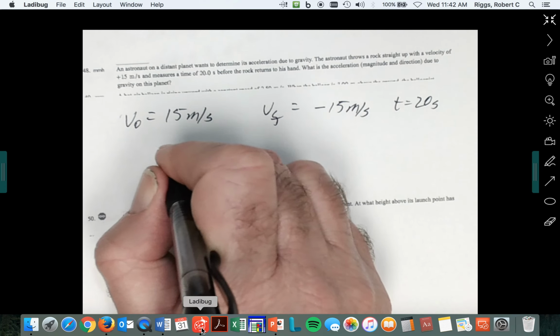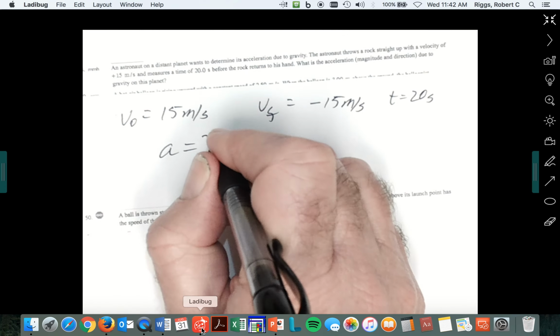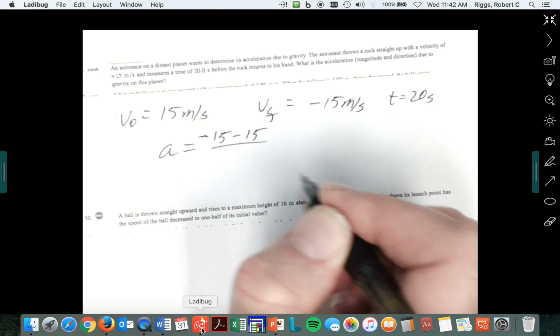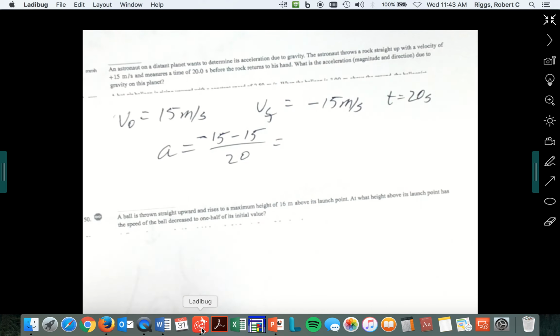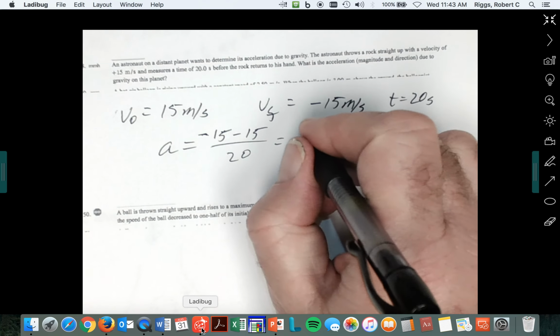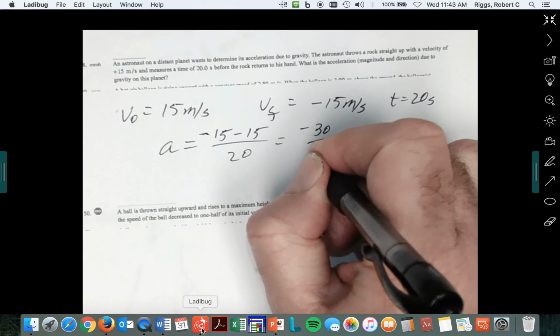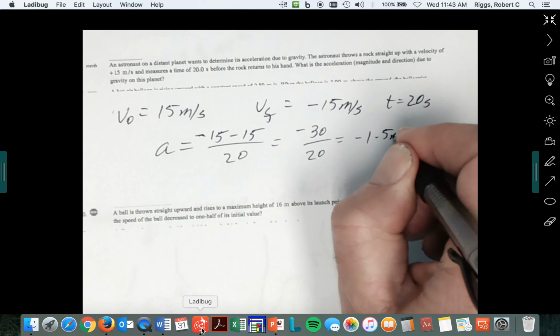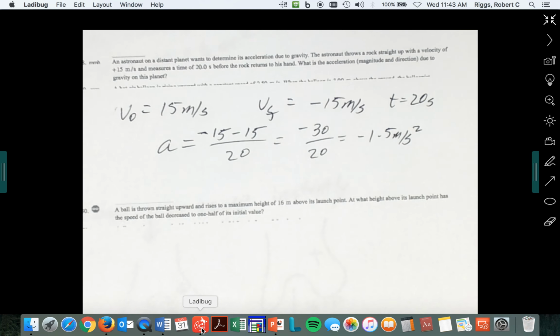Well, we know what the acceleration is. We'll go negative 15 minus 15 over 20, and I get negative 30 over 20, which is equal to negative 1.5 meters per second squared. That's not very big. The moon is about 1.6, which is about 1/6 of 9.8. So that's not very strong gravity out here. All right, that was the initial one, and then we'll look at this problem here.